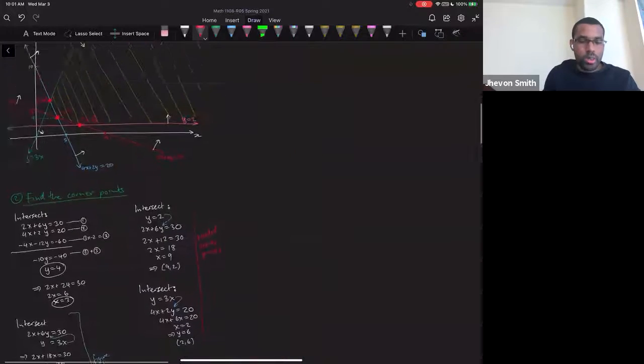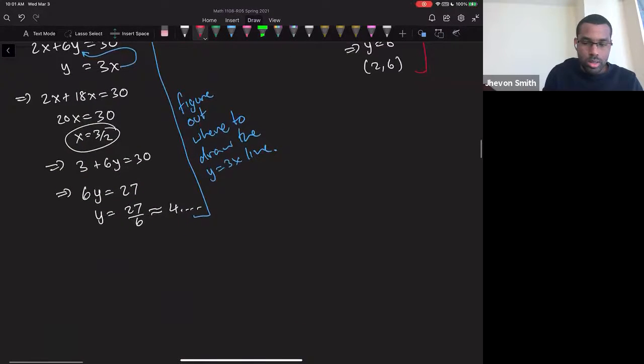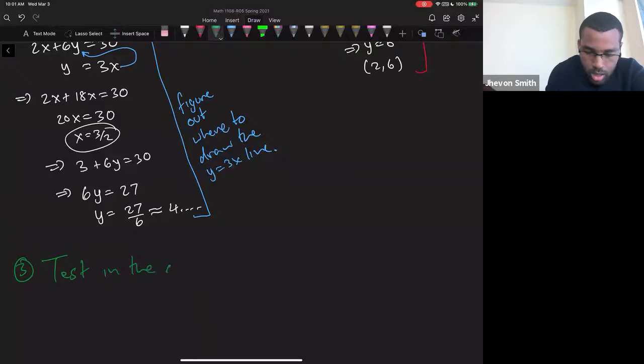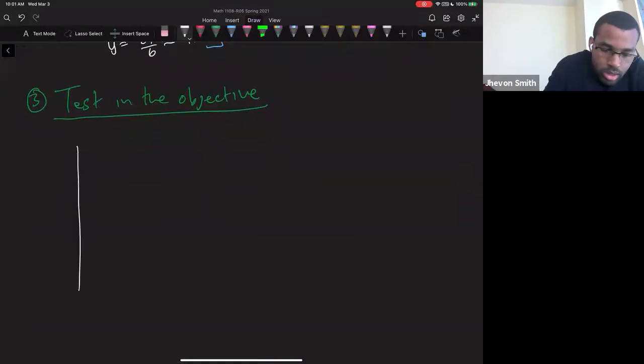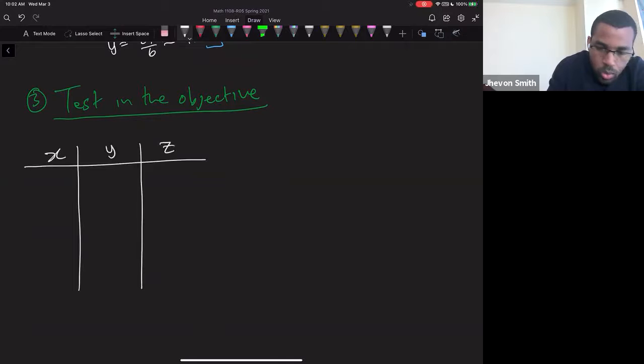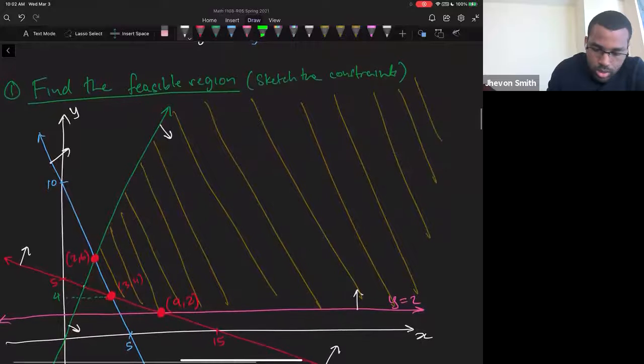All right, so we've found the feasible region and we found the corner points, which is step 2. The next thing we're going to do is step 3, test in the objective function. So notice we've been ignoring the objective function the whole time. The objective function only comes into play at this point, where I know what x values and what y values I want to consider. And we have, looks like 3 points: 2, 6, 3, 4, 9, 2.